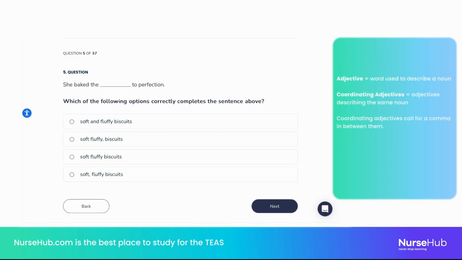All right, so here we have somebody baking some soft, fluffy biscuits for number 5. Sounds excellent. I'm a little hungry myself. So which of the following options correctly completes the sentence above? Is it soft and fluffy biscuits? Soft, fluffy, comma biscuits? Soft, fluffy biscuits with no punctuation? Or soft, comma, fluffy biscuits? So here we have a brand new term, an adjective, and we have 2 of them here.